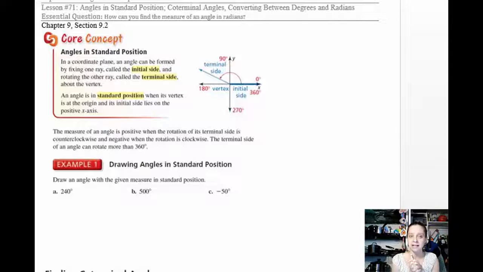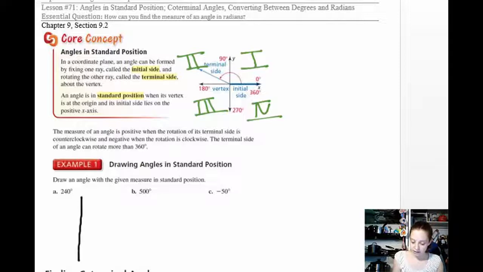The terminal side of an angle can rotate more than 360 degrees. And there is a diagram. The only thing I'm going to add to the diagram is the quadrants of our coordinate plane. So we have quadrant 1, 2, 3, 4. And in example 1, we're going to draw an angle with the given measures in standard position.